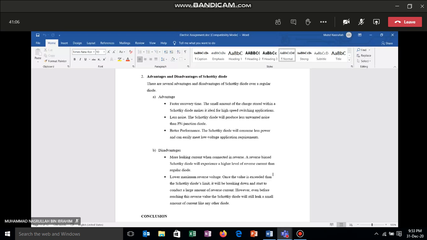The disadvantages: first of all, more leakage current when connected in reverse. A reverse biased Schottky diode will experience a higher level of reverse current than a regular diode. Then, lower maximum reverse voltage. Once the Schottky diode limit is exceeded, it will break down and start to conduct a large amount of reverse current. However, even before reaching this reverse value, the Schottky diode will still leak a small amount of current like any other diode.